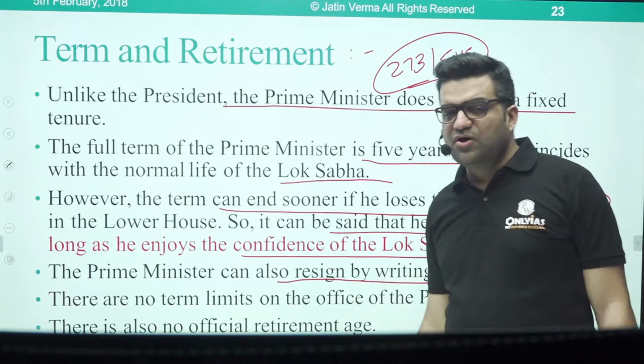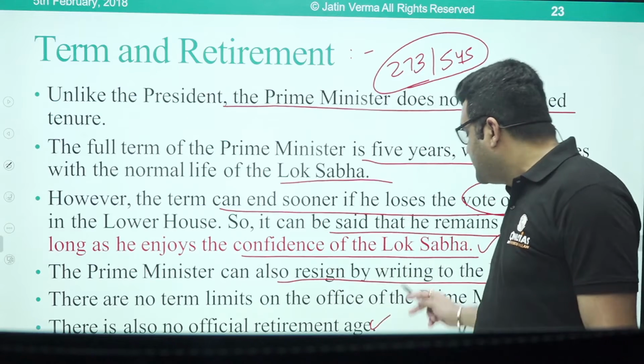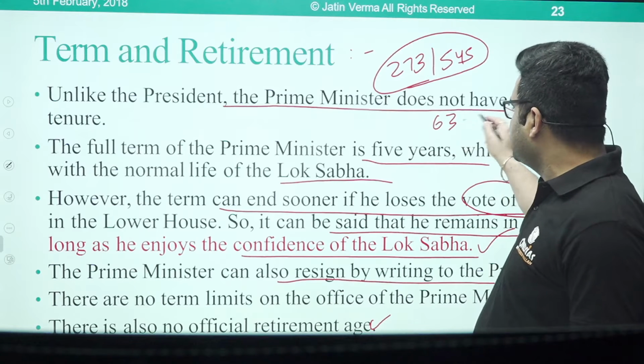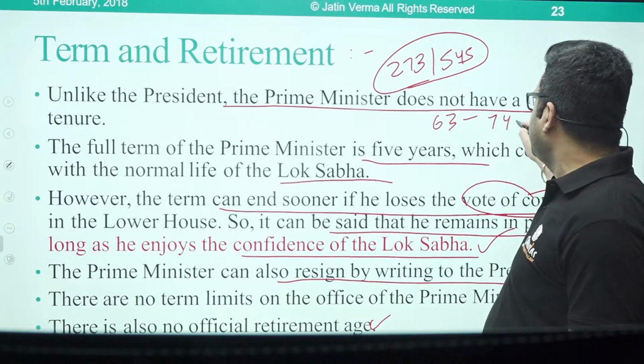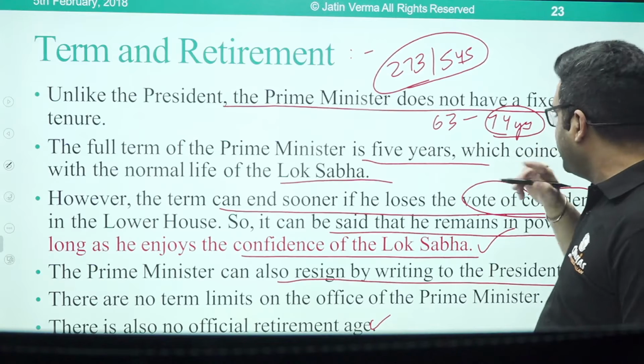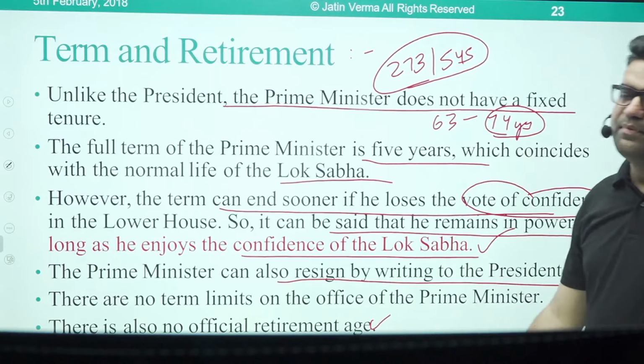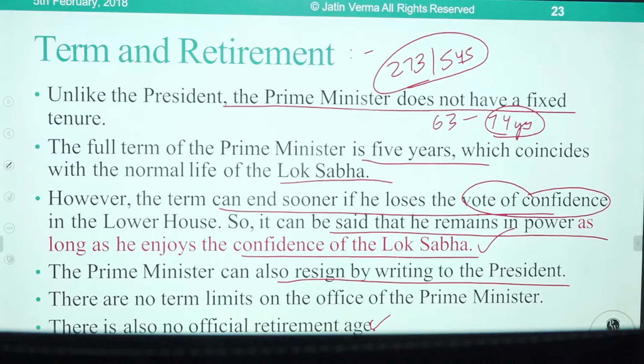Right? There is also no official retirement age. So Prime Minister Modi came at the age of 63. Today he is 74 years plus. No retirement age for the Prime Minister or any of the ministers whatsoever.